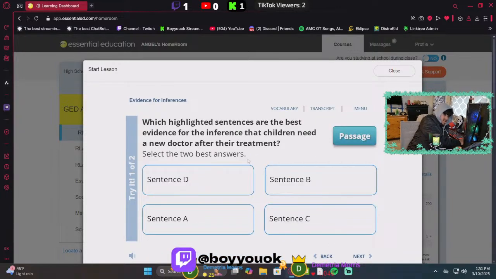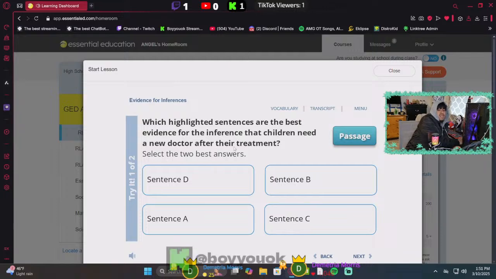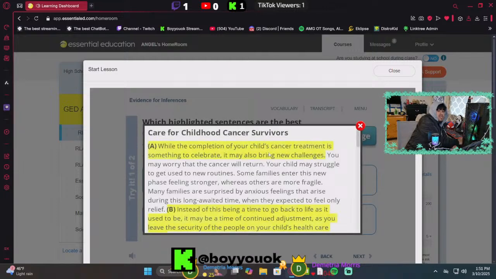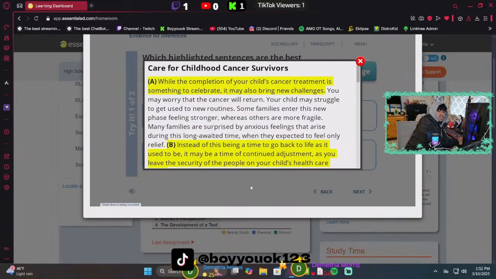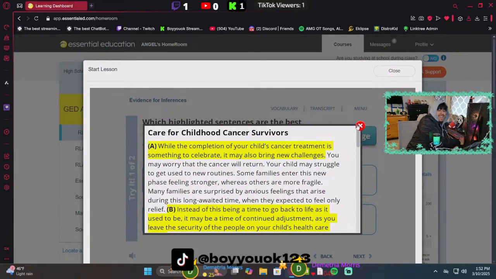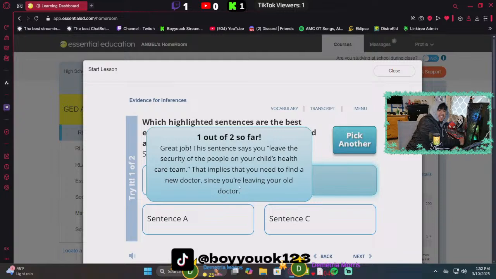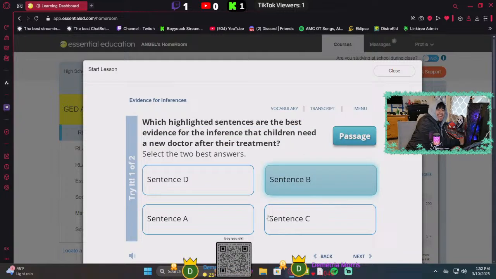Okay, now take a look at that pamphlet about kids who finished their cancer treatments. Which highlighted sentences are the best evidence? Why? Great job. That's the sentence for the inference.